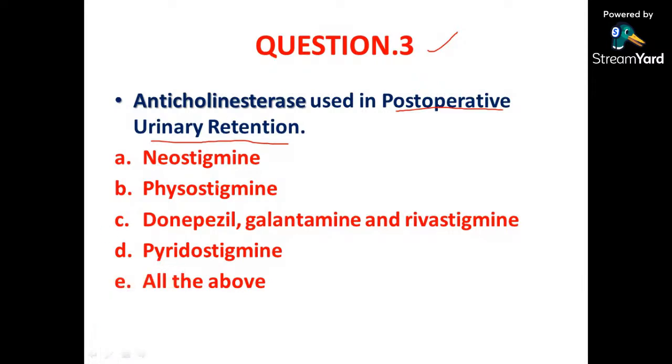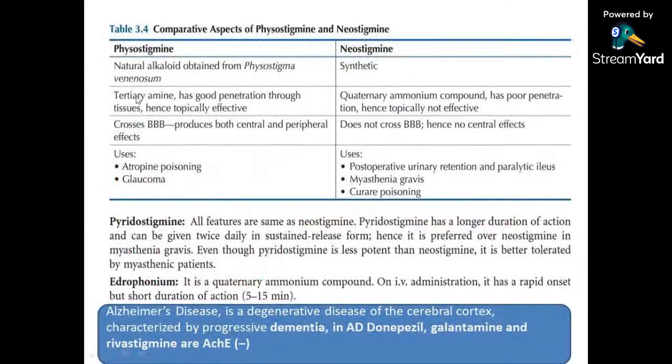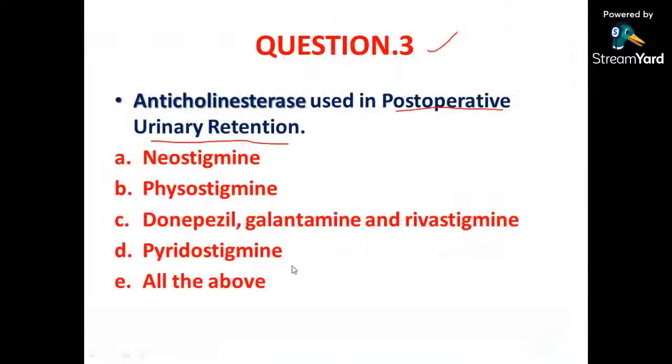So to solve this question, let me tell you some points. In anticholinesterases, the common drugs used in hospital are physostigmine, neostigmine, pyridostigmine, and we have some other drugs. Physostigmine, particularly, is an alkaloid obtained from Physostigma venenosum, and neostigmine, neo means new, is a synthetic form. Physostigmine is used in atropine poisoning. This is a very important point. And neostigmine is used in myasthenia gravis. So let's go back to the question. See here.